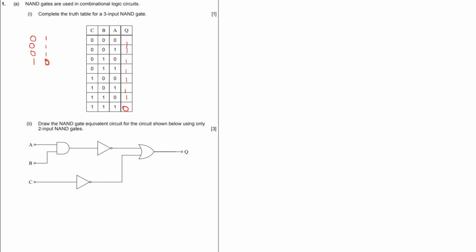Right, now it says about drawing it, so you should be really comfortable with doing that. Remember, an AND gate is a NAND with a NOT on the end, dead easy. You can draw a NOT gate using a NAND quite easily. The OR gate is one that uses 3 NAND gates. And then remember, 2 NOTs in a row cancel.